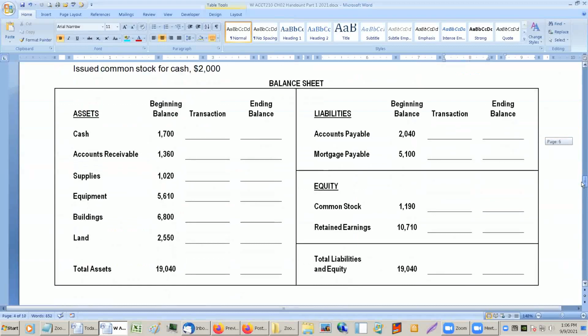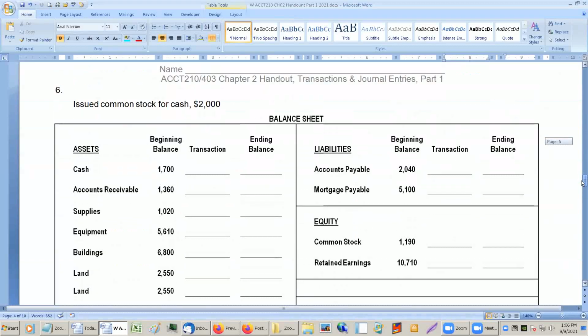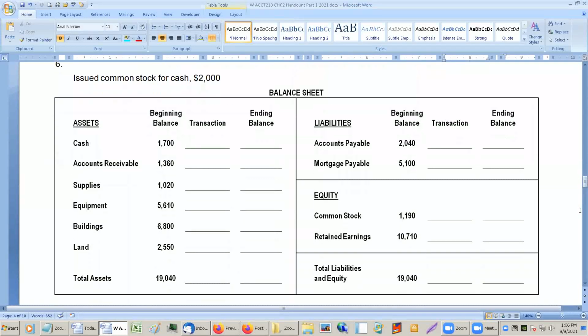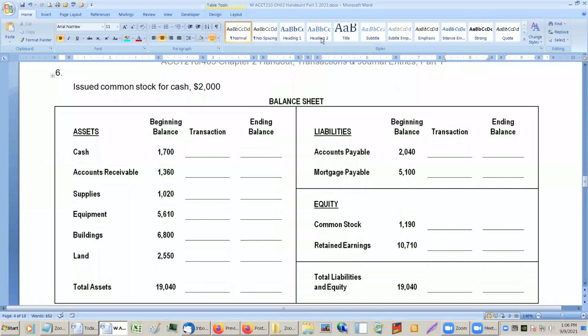Oh, 6 is tricky. Cash and common stock go up. Yeah, I just want to talk about this for a second. What you said is absolutely correct. Cash goes up and common stock goes up.